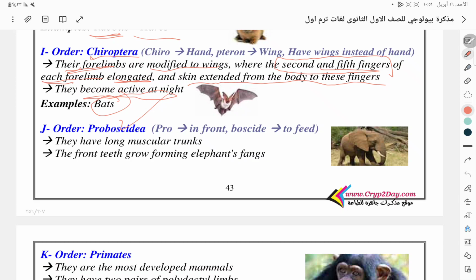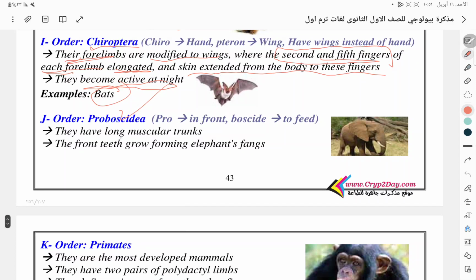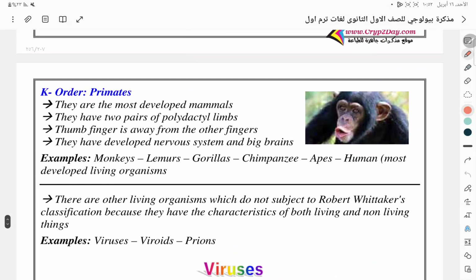Proboscidea. They have a long muscular trunk. Their front teeth grow, forming elephant tusks.